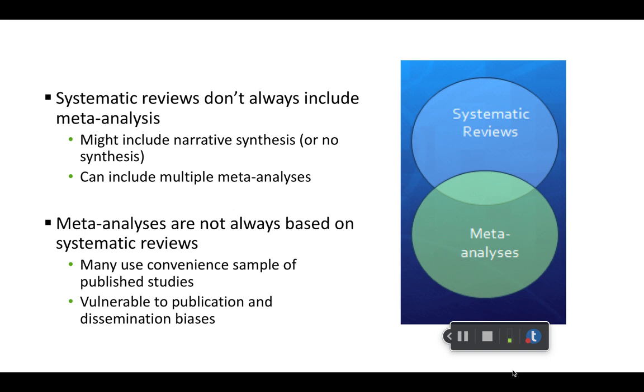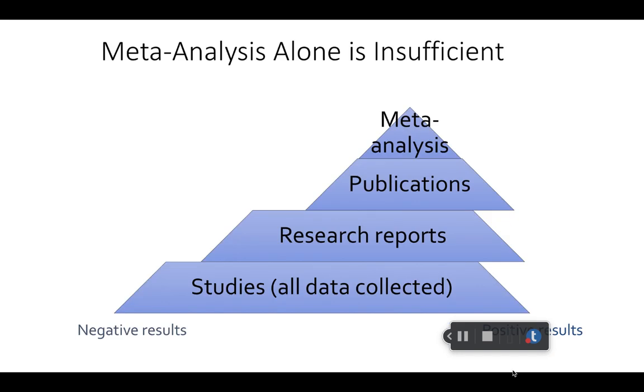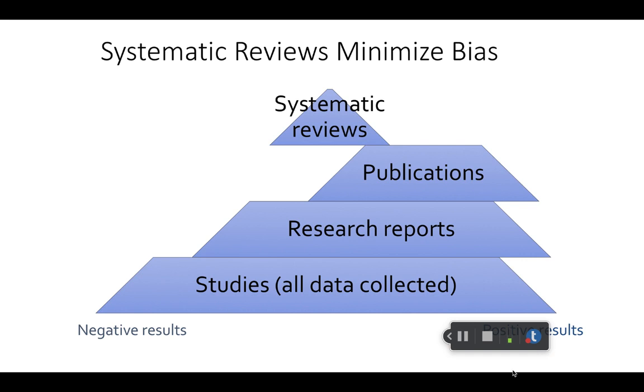And meta-analysis, the statistical part, is not always based on systematic reviews. And this is a problem. So many published meta-analyses use convenient samples of published studies only. So if they're only based on published studies, then they are vulnerable to publication and dissemination biases. So meta-analysis alone is not enough to counteract the kinds of biases that exist in the reporting, publication, and dissemination of research results. For that, you need systematic reviews that explicitly aim to minimize bias.